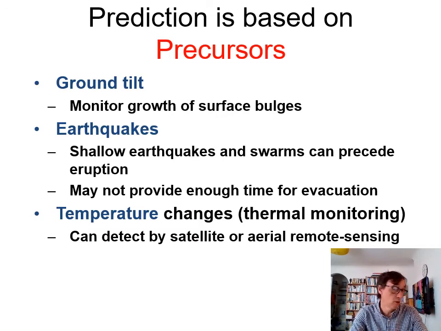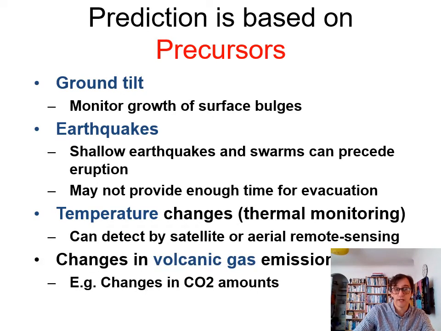Temperature changes: more magma underground, getting close to the surface. You can use instruments to measure the temperature of the ground and groundwater, and it shows a rise in that temperature. Thermal monitoring can indicate a possible imminent eruption. You can do that by satellite or by aerial remote sensing of the ground from a flyover. So you can do this in all sorts of ways, just to constantly monitor an area.